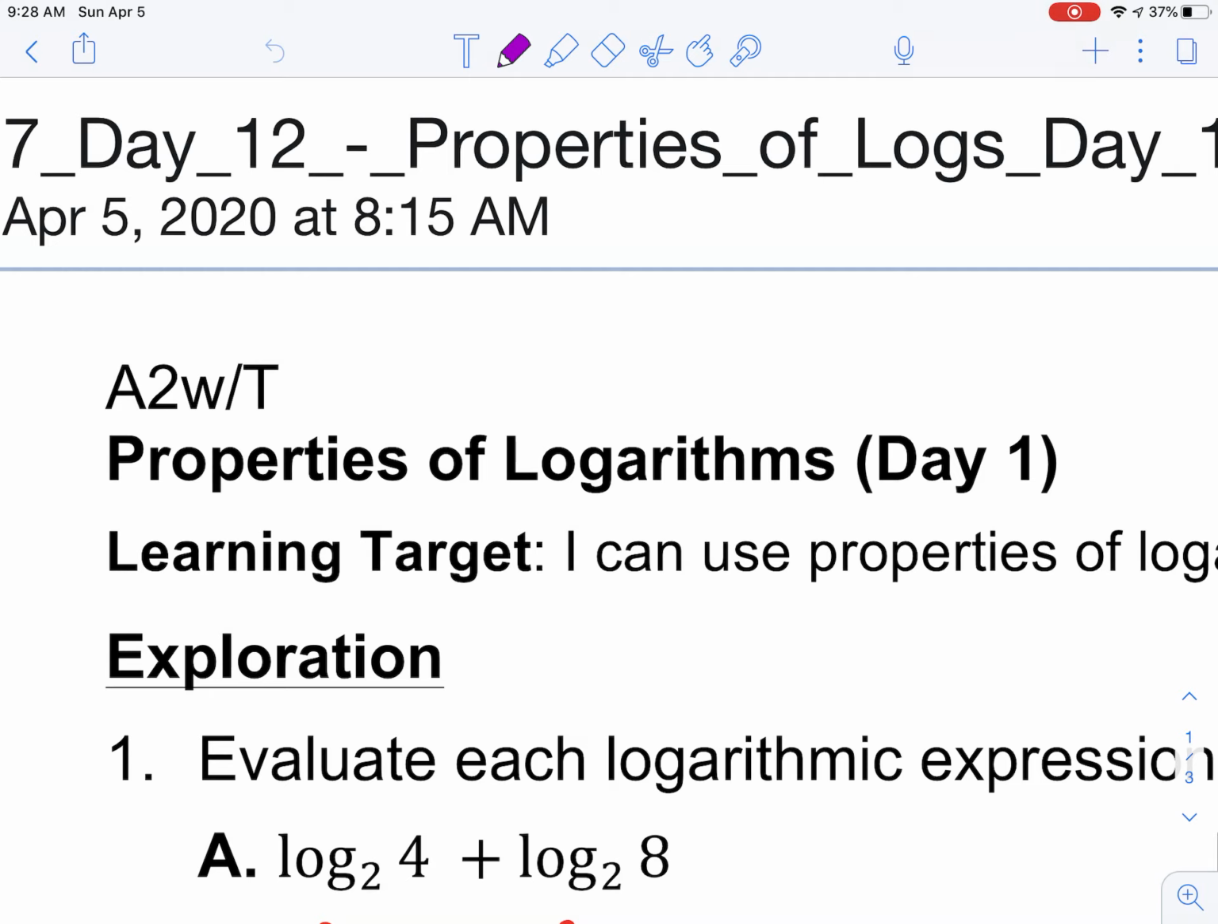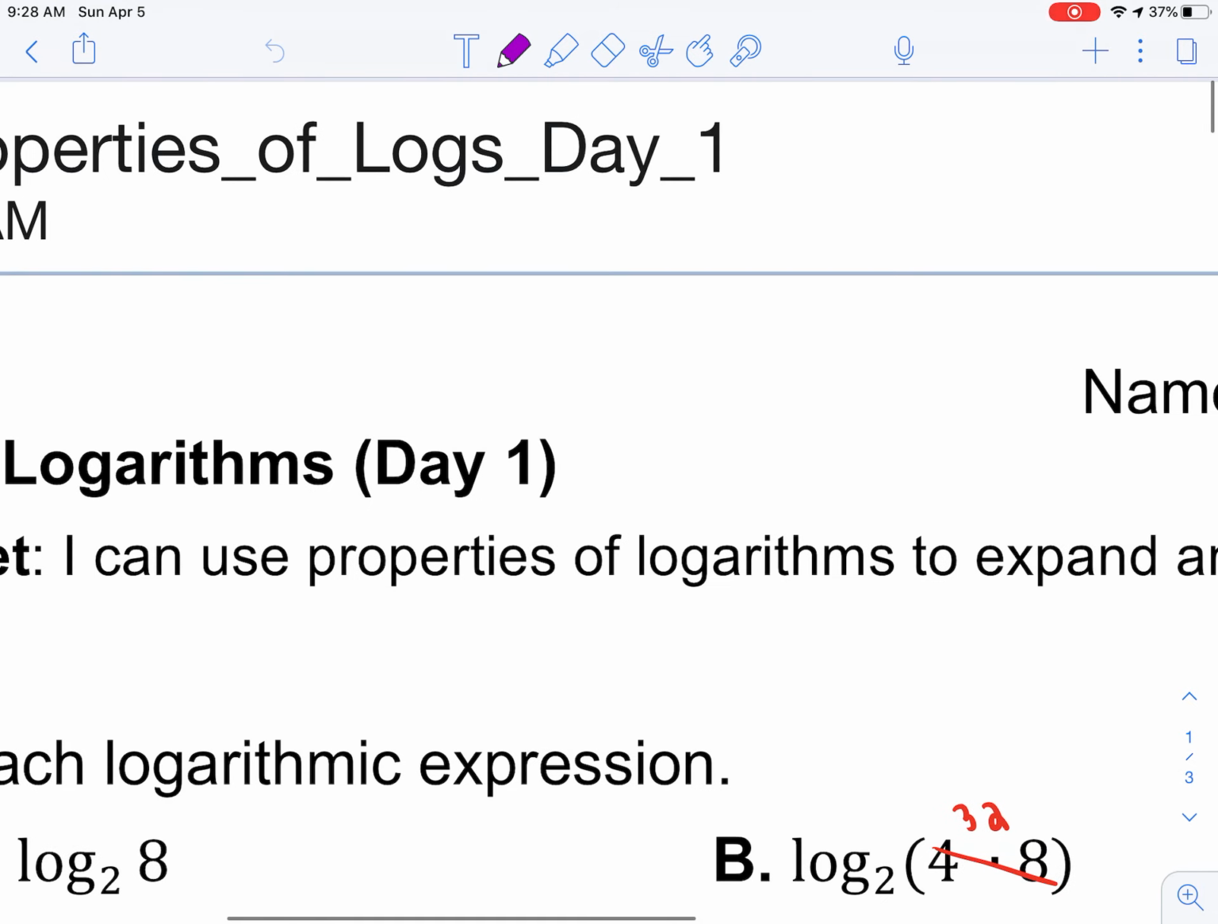your ability. You will see that in question 1, part A, I want you to evaluate each log separately. 2 to what power is 4? Find that value. 2 to what power is 8? Find that value. Add them together.